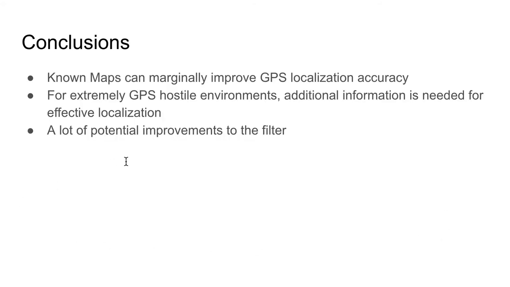In conclusion, known maps can marginally improve GPS localization accuracy, but for extremely GPS-hostile environments like around skyscrapers, additional information is really needed for effective localization. There are a lot of potential improvements to this filter. For example, the motion model can definitely be tuned to different kinds of locomotion. So instead of just walking, it can be tuned to incorporate running as well, and maybe use information like the cadence measured by the watch to inform the motion model. And also, you can do tricky things like backtracking the most highly weighted particles, because all this is done in post-processing.